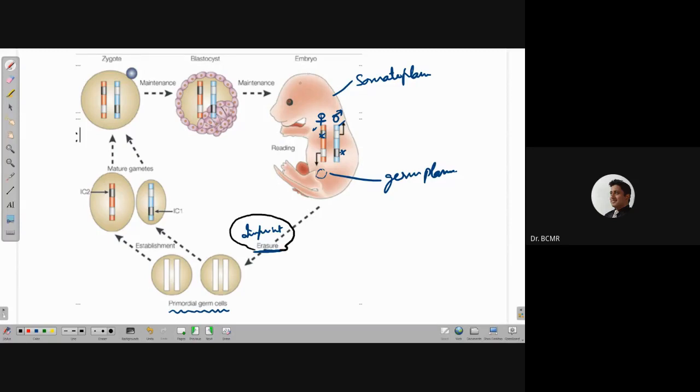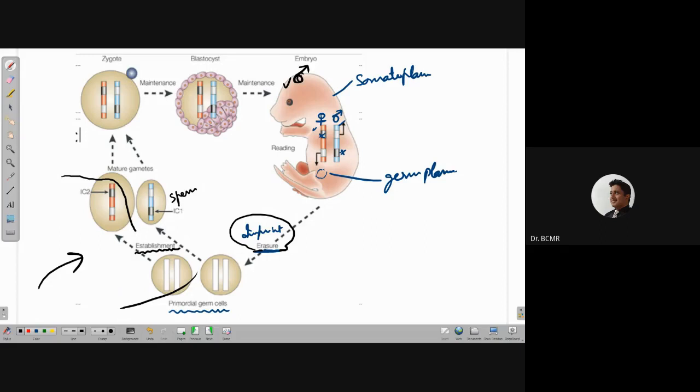We will talk about this individual as a male. Okay, this individual, the embryo, is going to become a male in the future. So primordial germ cells you have erased, and we are not considering this part. If it is a male, it will produce sperms like that. So the imprint is erased, then it will form gametes. When it is going to form sperm, the imprint is established. So here the imprint is established.